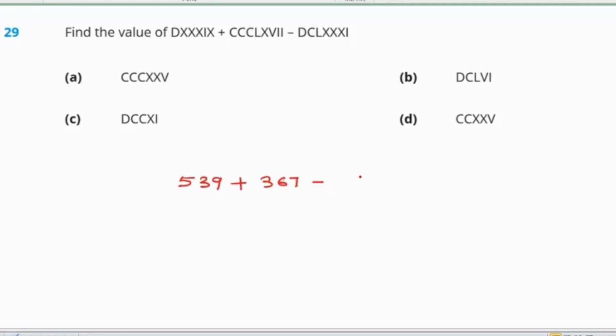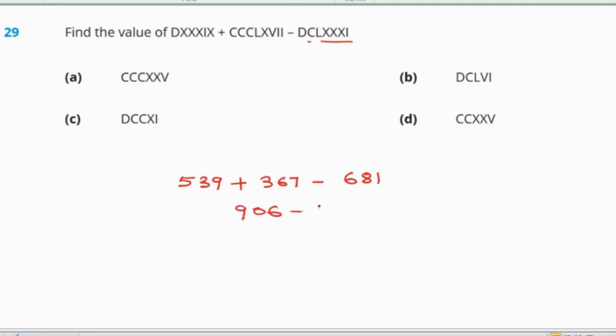Okay. D means 500, CL means 150. Okay, C means 100, and this we can say 50, 60, 70, 80. Okay, 81. So what we are getting? We are getting 681 over here. Correct? Because 500 plus 100 is gonna be 600. So first we will do the addition of 539 plus 367. When we are adding them, we will be getting 906.